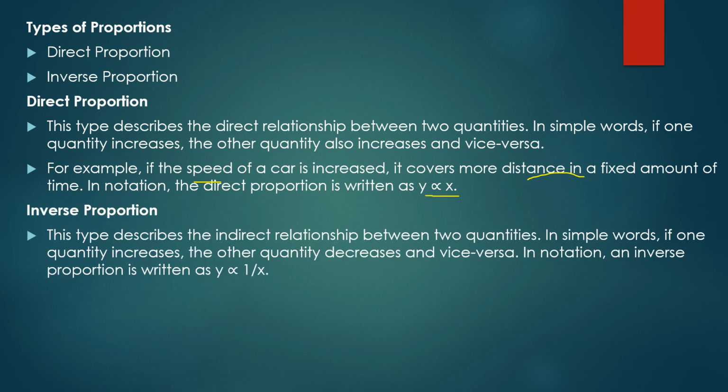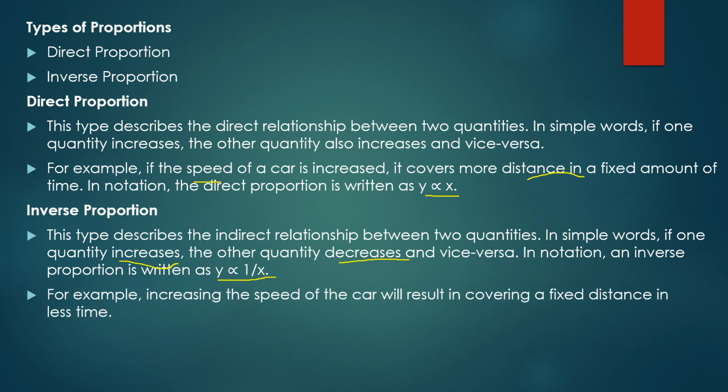Inverse proportion. Here there is an indirect relationship between two quantities, or you can say an opposite relation. If one quantity increases, the other quantity will decrease, and vice versa. In notation, it is written as y is inversely proportional to x, that is, y is proportional to 1 by x. Example, speed and time. If you travel with more speed, you will cover a particular distance in less time. So more speed, less time is needed.